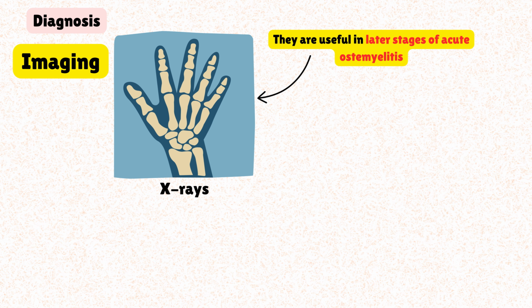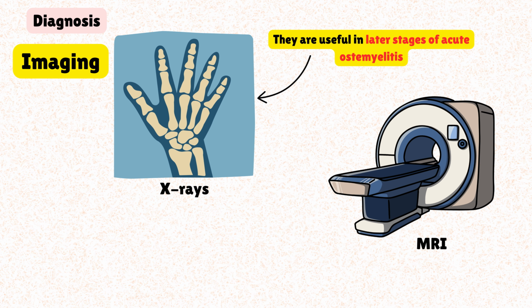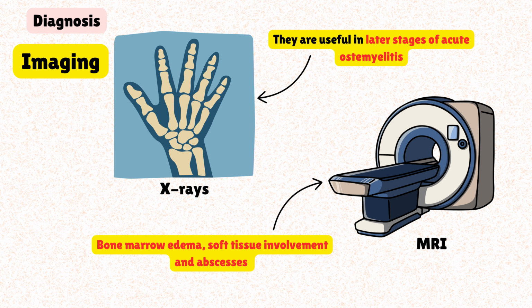For better sensitivity, especially in early or tricky cases, we rely heavily on magnetic resonance imaging. MRI is fantastic because it shows us bone marrow edema, soft tissue involvement, and abscesses much earlier than x-rays. It's like having x-ray vision, but for soft tissues and early changes.